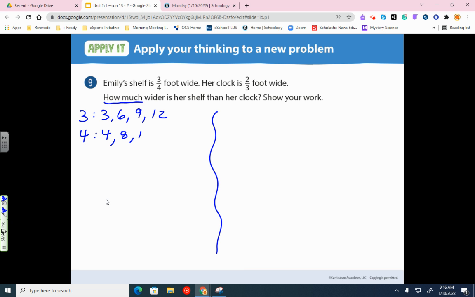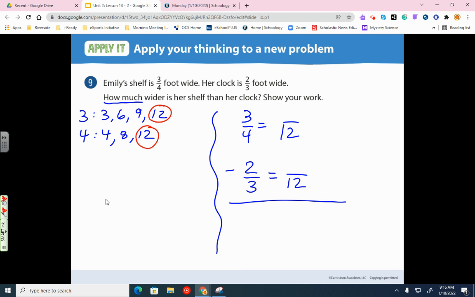All right, so here's our factors. And obviously we've got 12. Here's our common denominator. So we've got 3/4, and we're subtracting 2/3. So let's take 4. All right, 3 times 3 is 9. 2 times 4 is 8. If we subtract 9/12 and 8/12, we get 1/12 foot is our answer.